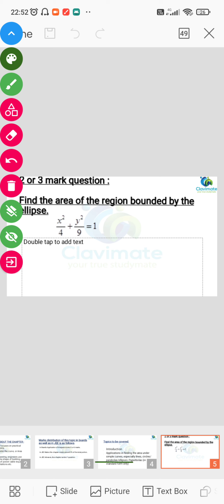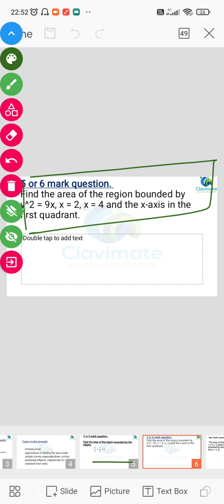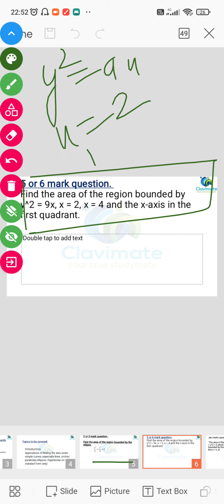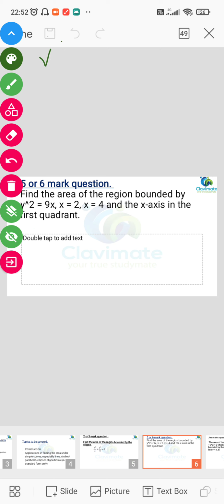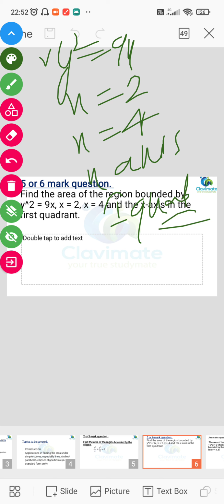Now let us move to the next question, which is: find the area of the region bounded by the curve y square is equal to 9x, x is equal to 2 and x is equal to 4, and the x axis in the first quadrant. We have to write everything that is given to us: y square is equal to 9x, x is equal to 2, x is equal to 4, and the x axis, and also we are given the first quadrant. So let's try this question.